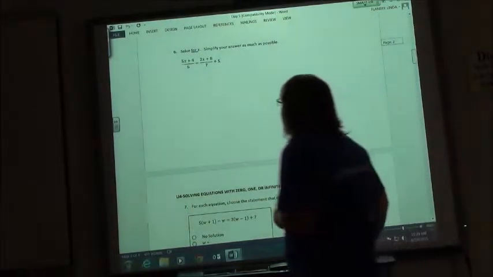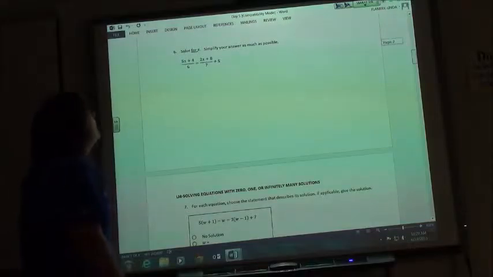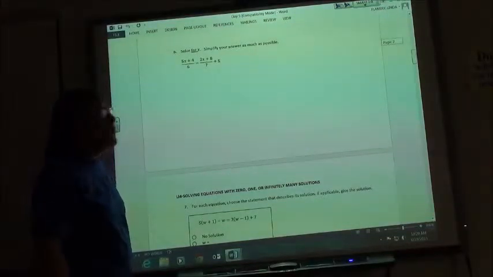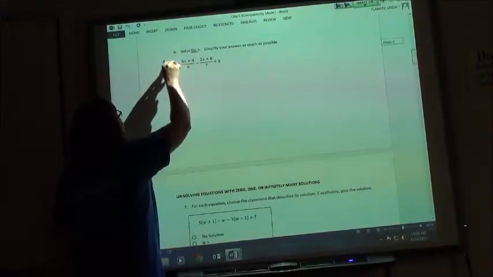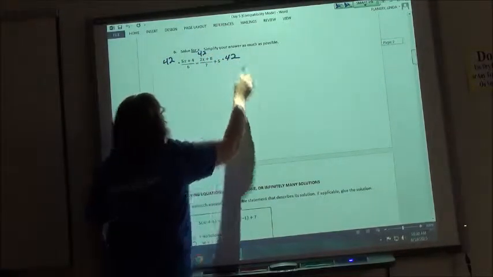So number 6, same kind of thing. This time I have denominators of 6 and 7 that don't have anything in common, so I just have to multiply them together and use 42. It's not a real easy number to work with, but probably better than the alternative. So I'm going to put 42 times each of my terms.